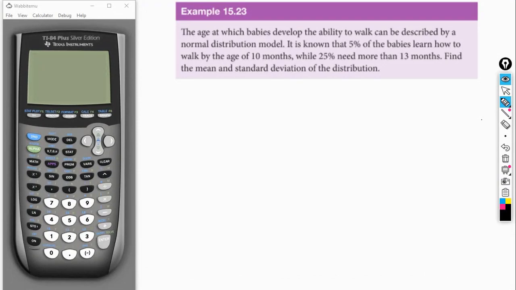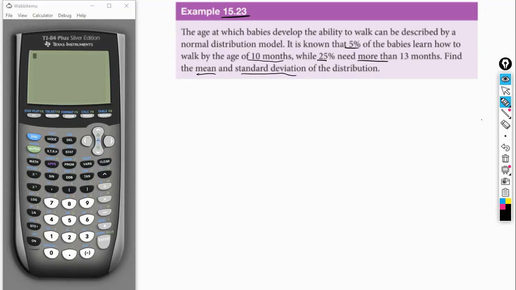So now we're going to do example 15.23, which will be the last one on this video. And it says, the age at which babies develop the ability to walk can be described by a normal distribution model. It is known that 5% of the babies learn how to walk by the age of 10 months, while 25% need more than 13 months. Find the mean and the standard deviation of the distribution.